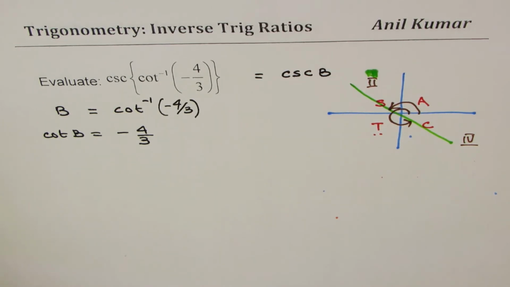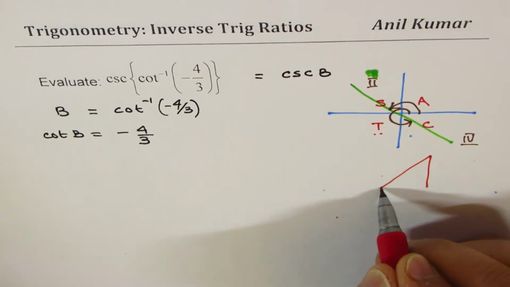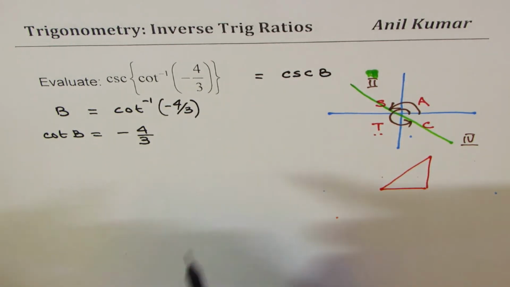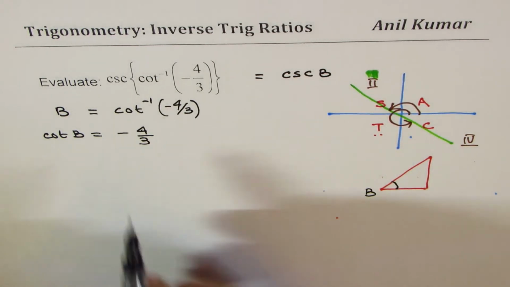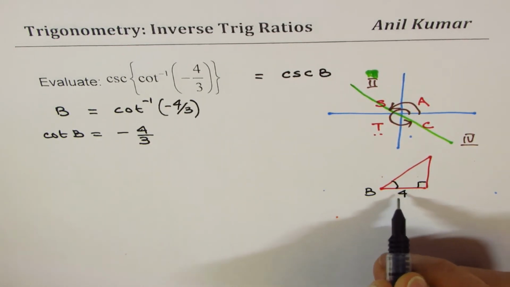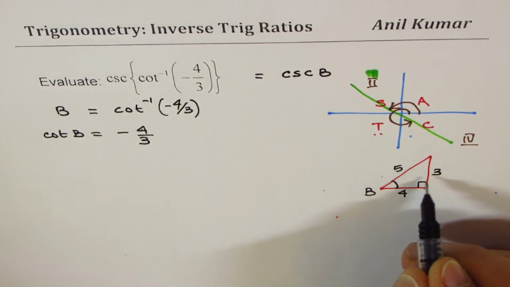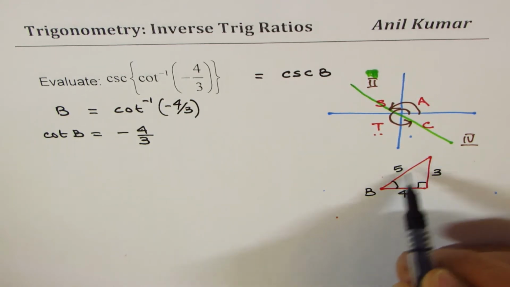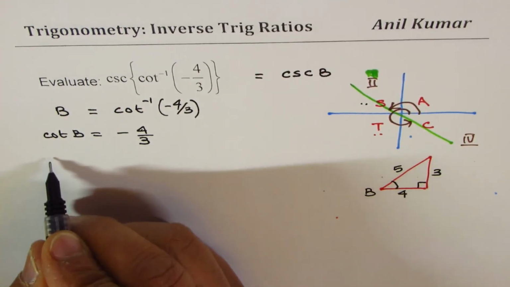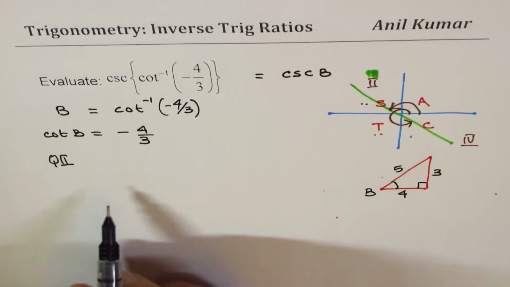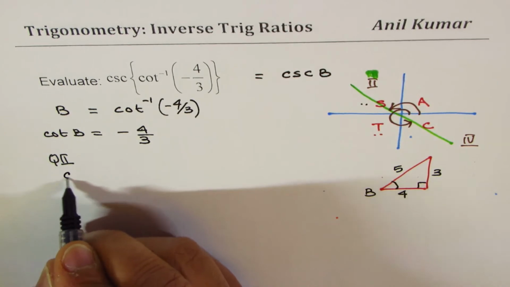Second part is, since we are given cotangent is 4 over 3, we can make our triangle here. Let's say this is angle B for us this time. 4 over 3 means adjacent side is 4 and the opposite side is 3. Now if you use Pythagorean theorem, we know the hypotenuse is going to be 5. In that scenario, if it is in quadrant 2, in that case the value for cosecant is what?